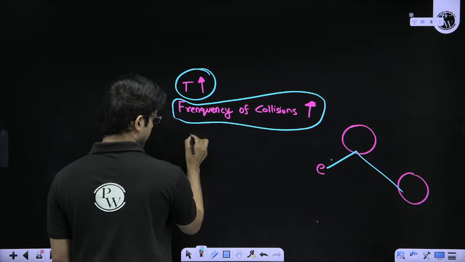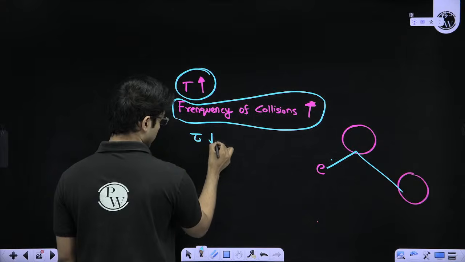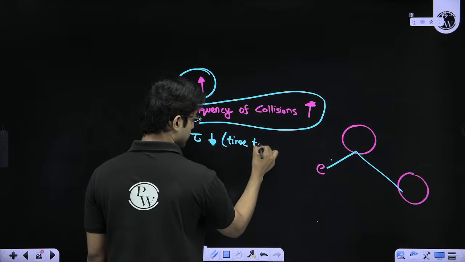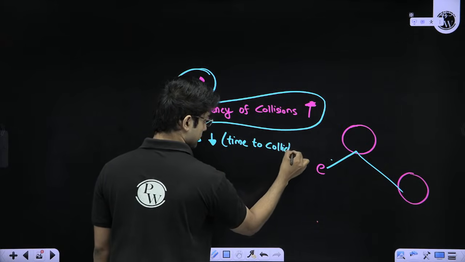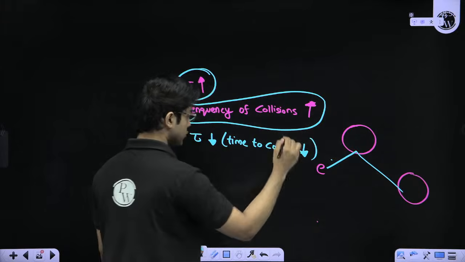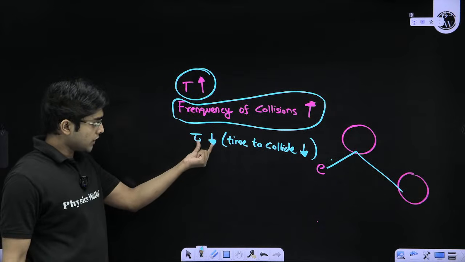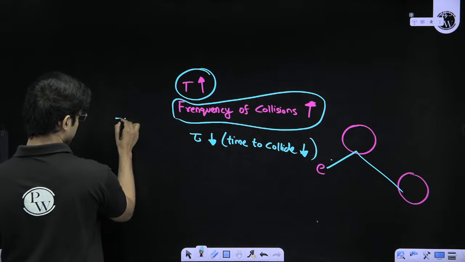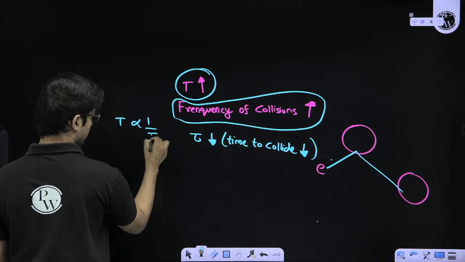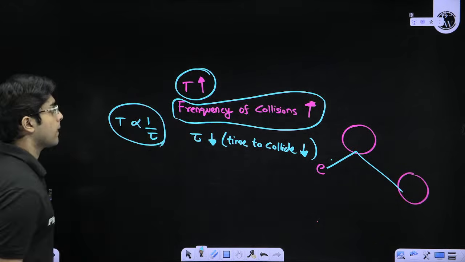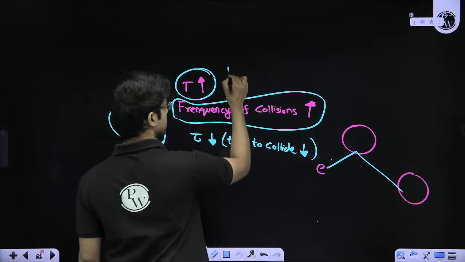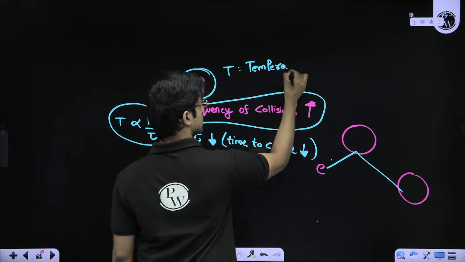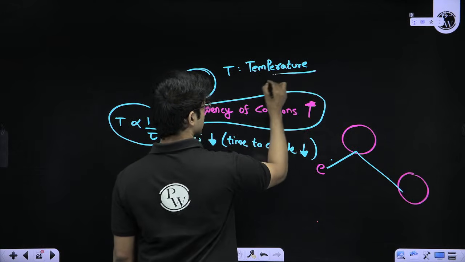which means the relaxation time will go down, right? Time to collide goes down. Collisions happen much quicker. So relaxation time will go down. So temperature and relaxation time have an inverse relation. This is something to keep in mind. So here T is the temperature of the conductor.